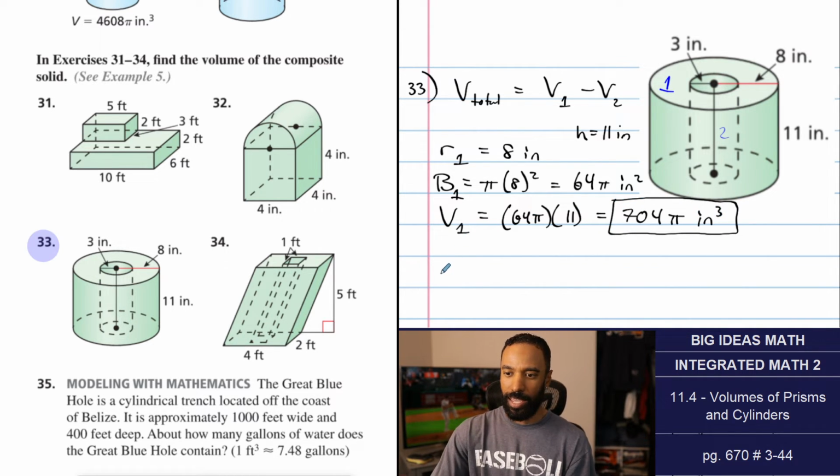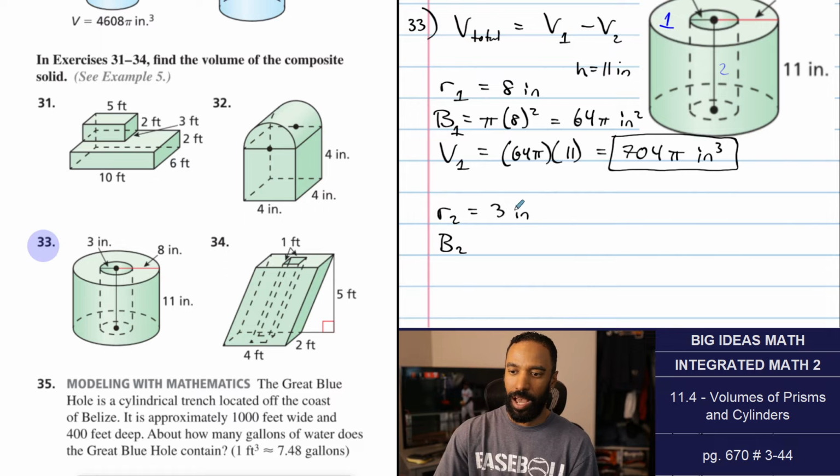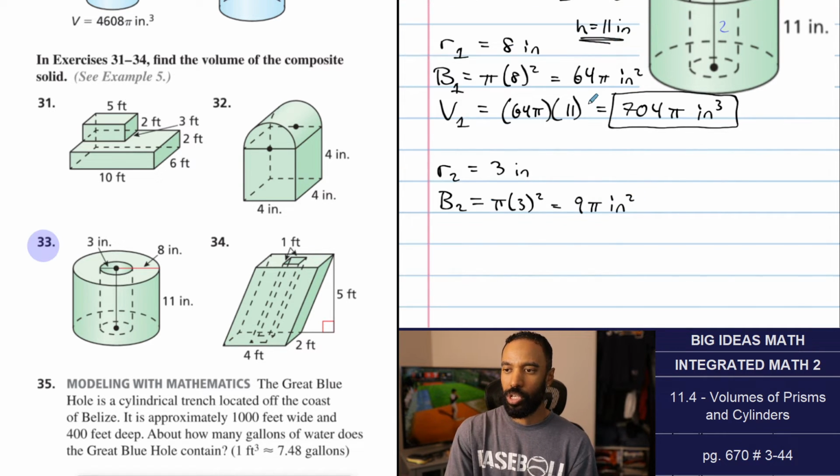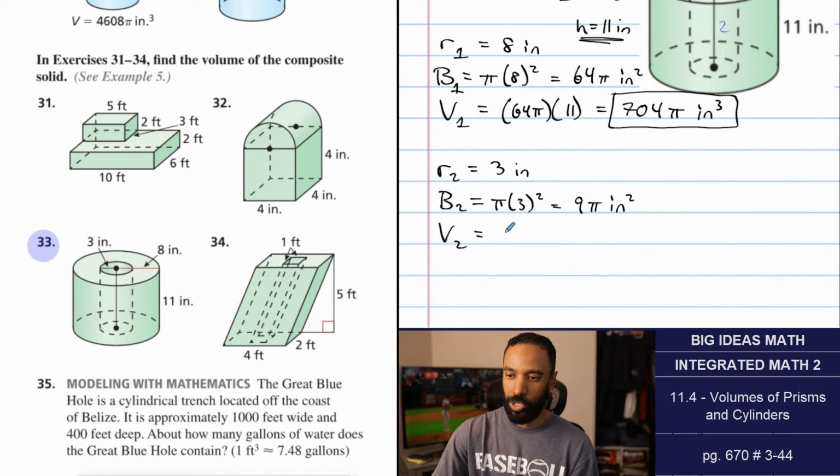For the second one, we have a radius of 3 inches, therefore a base area of pi r squared, 9 pi square inches. We know its height is 11 inches. So the volume of object 2 is area of base times height, which is 99 pi cubic inches.